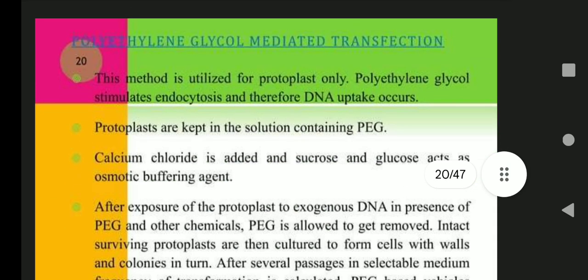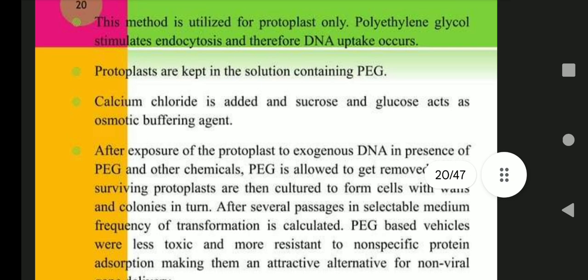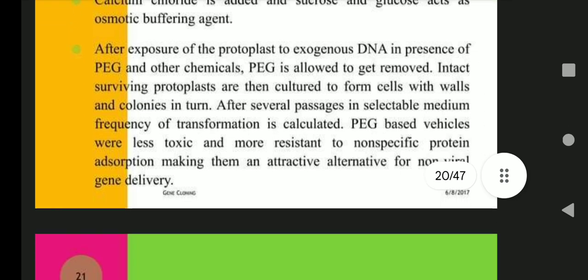Another method involves the chemical called polyethylene glycol mediated transfection. This polyethylene glycol is a chemical that stimulates the endocytosis process whereby the DNA gets taken up, and protoplasts are kept in this solution containing polyethylene glycol for this method. Calcium chloride is also added, and sucrose and glucose act as osmotic buffering agents.